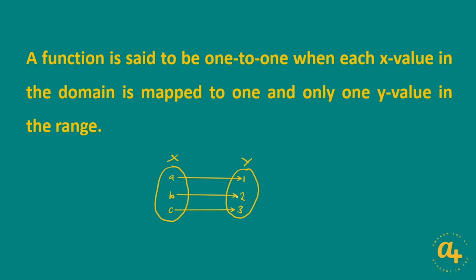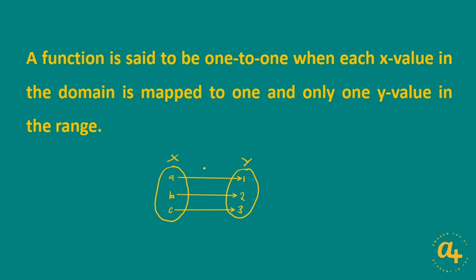On the other hand, we have the set y. The set y represents the range. In the range, we have y values. That means that 1 is a y value, 2 is a y value, and 3 is a y value. Y values are also known as outputs. That means that 1 is an output, 2 is an output, 3 is an output.